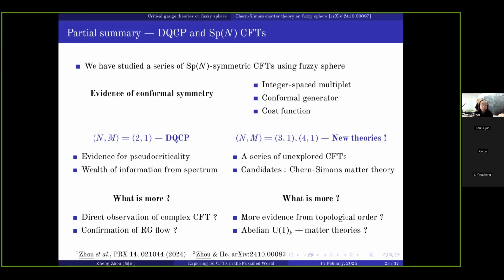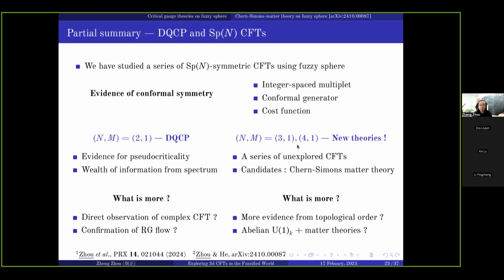In the future, we want to observe more directly the complex CFTs by studying a non-Hermitian Hamiltonian, which can realize the complex CFT, and there can be more convincing confirmations of the direction of the RG flow, for example, through the RG monotonic functions.